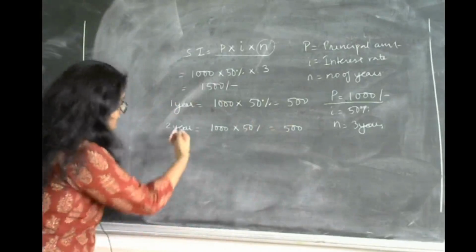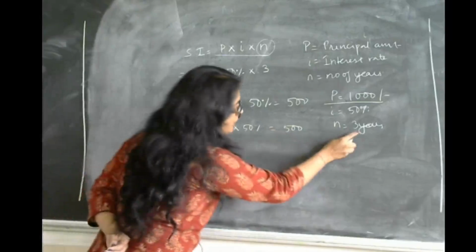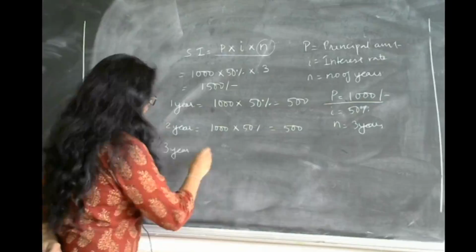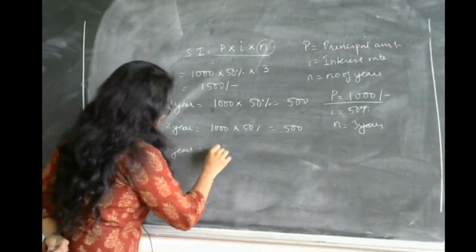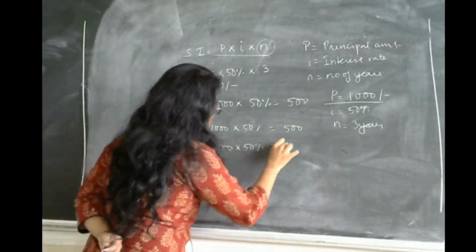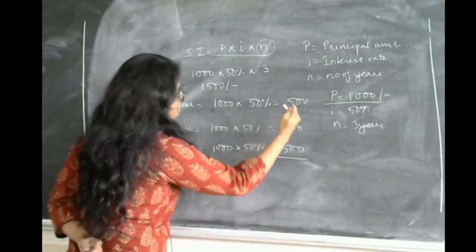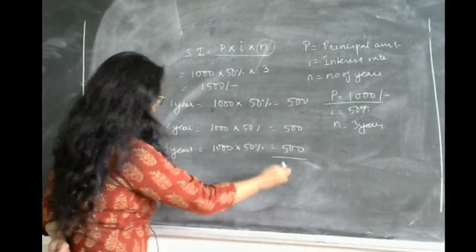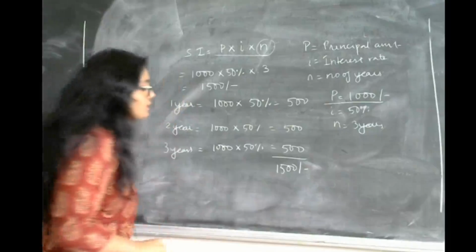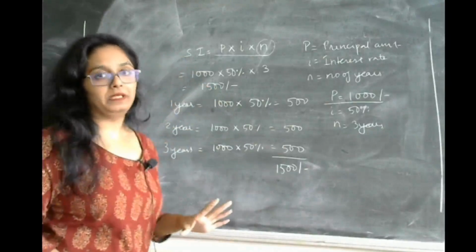Now let us repeat the same thing for the third year as well, because you are going to invest for a period of 3 years. So you take 1000 multiplied by 50%, which is equal to 500. Now if you sum up the first year, second year and third year interest, you will get 1500, which is similar to the answer you got using the simple interest formula.